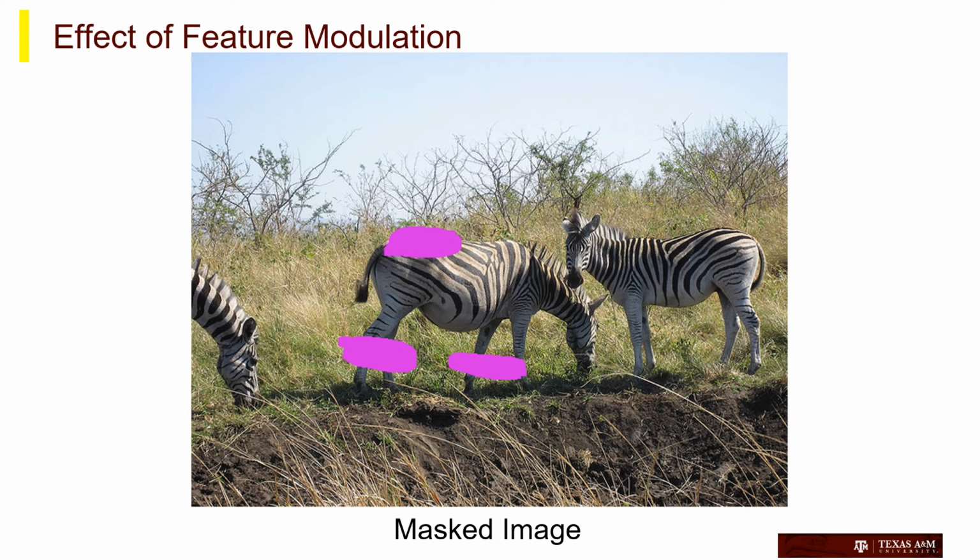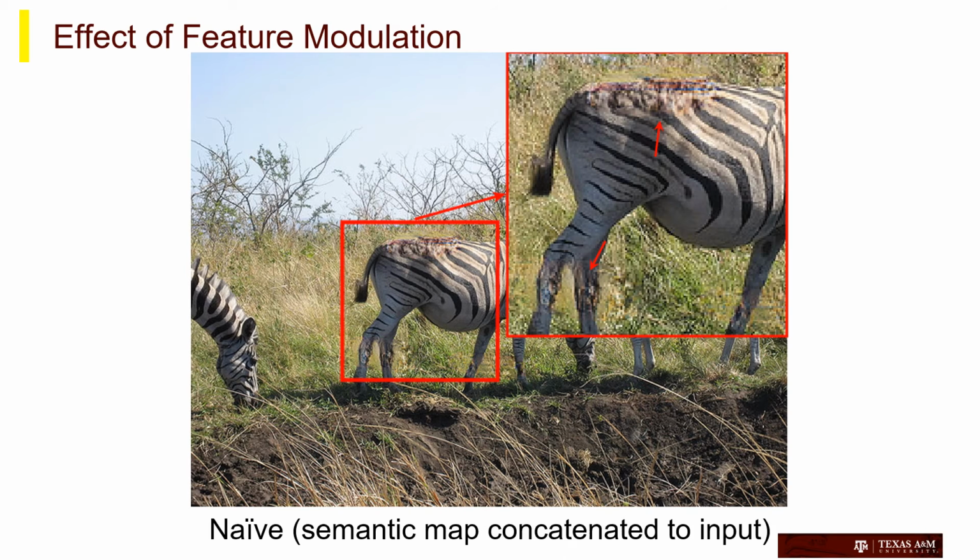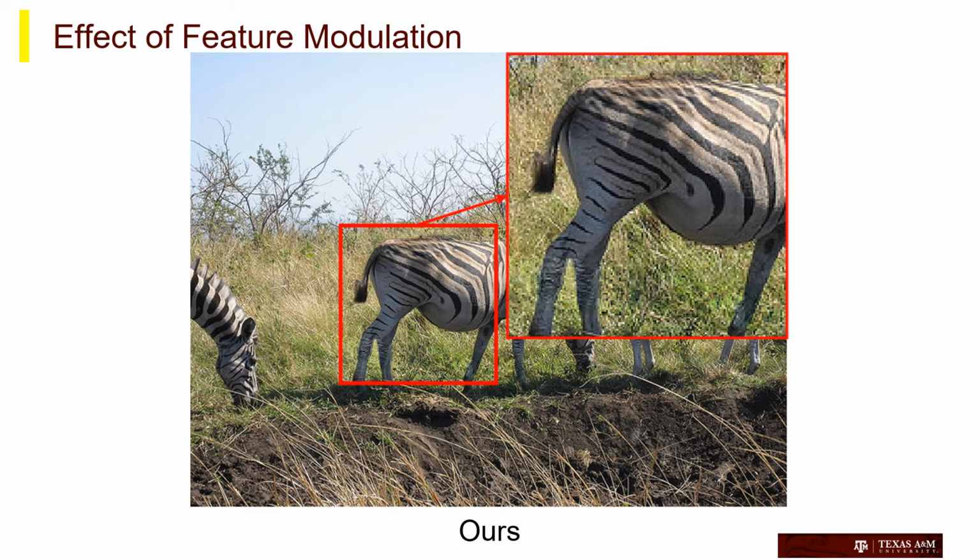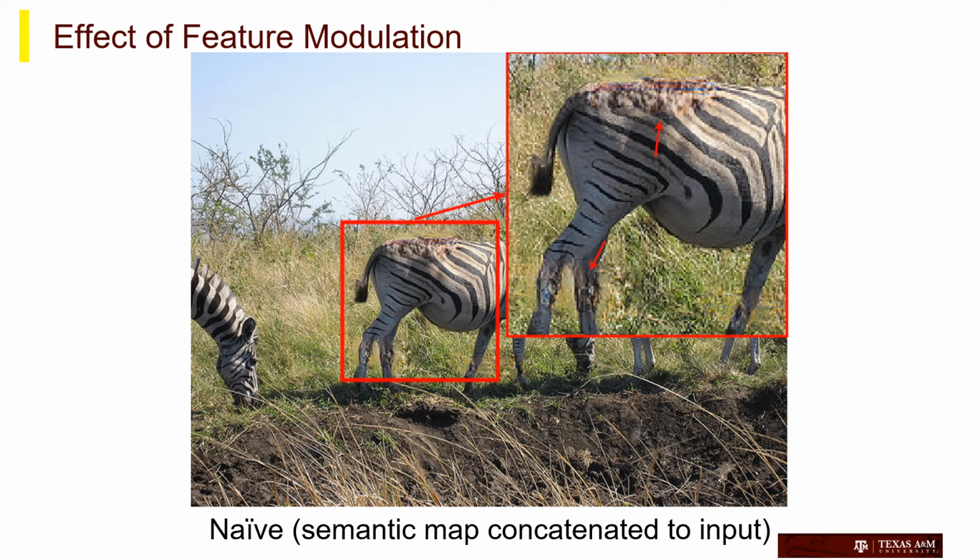We now demonstrate the effect of incorporating the semantic information through feature modulation through this example. As you can see, naively concatenating the semantic map with the input exhibits discoloration and poor intrasemantic texture. In contrast, by incorporating the semantic map through feature modulation, we produce consistent zebra stripes. Here again is the naive approach versus ours.